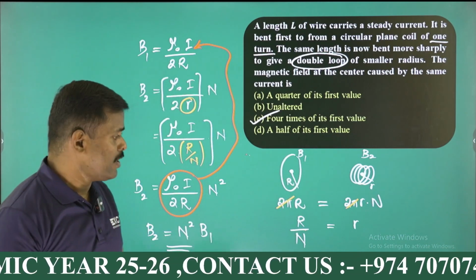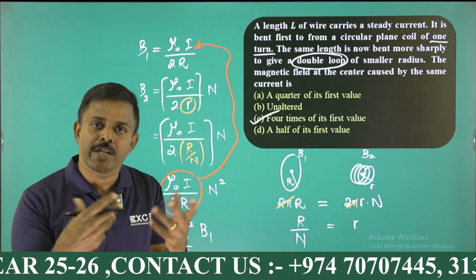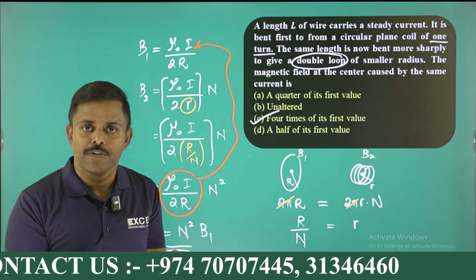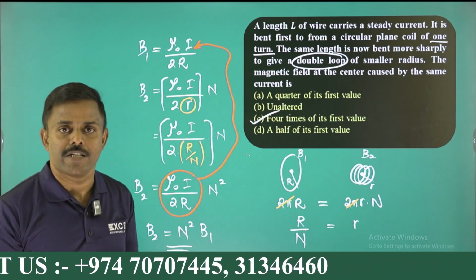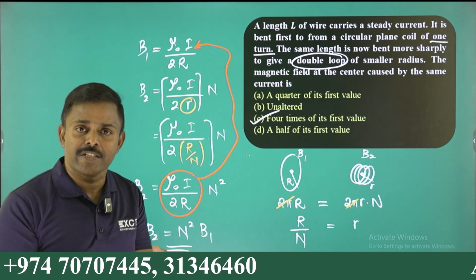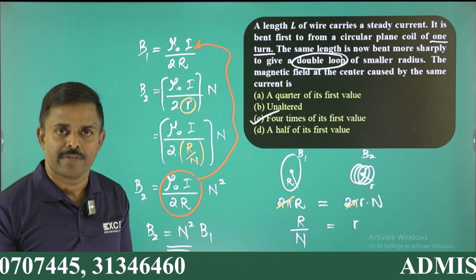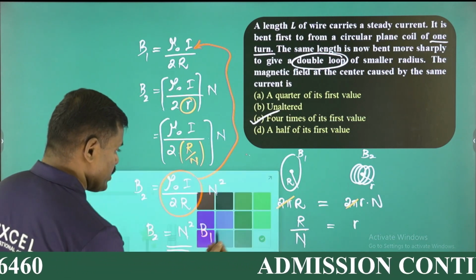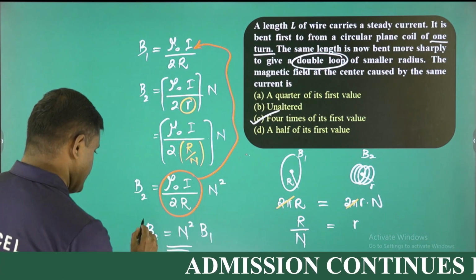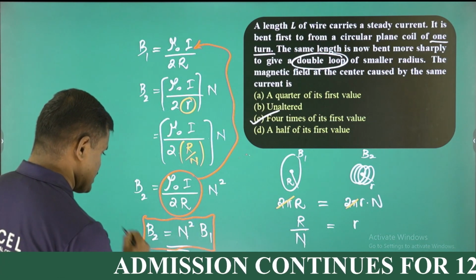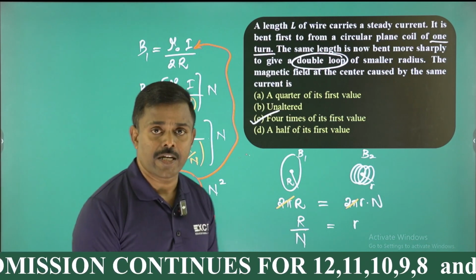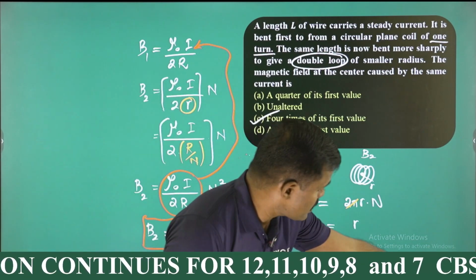So if it is bent into 3 turns, 3 square times, 9 times. If it is bent into 4 turns, 4 square times, 16 times. If it is bent into 5 turns, 5 square times, 25. Likewise, you can take it as a shortcut. It has a very high chance of appearing in examinations. That's very, very important, n square times the whole magnetic field. Let's get to the last question here.